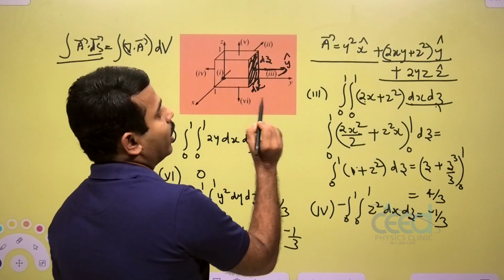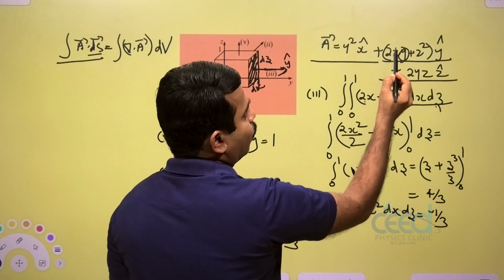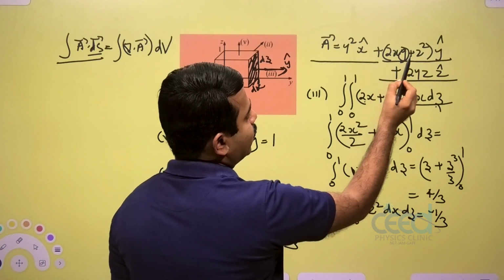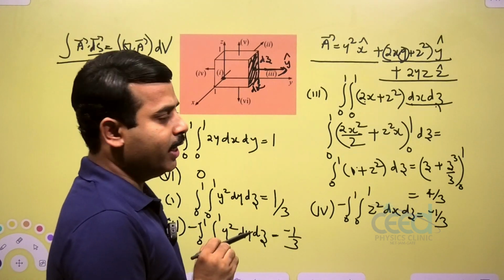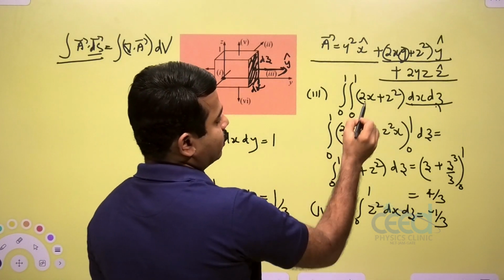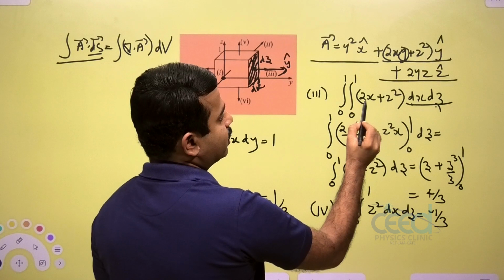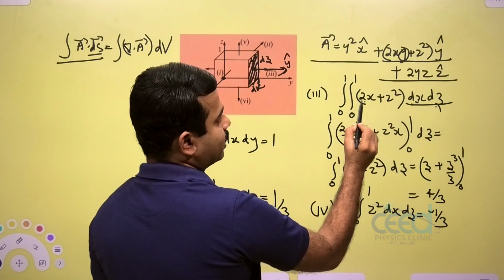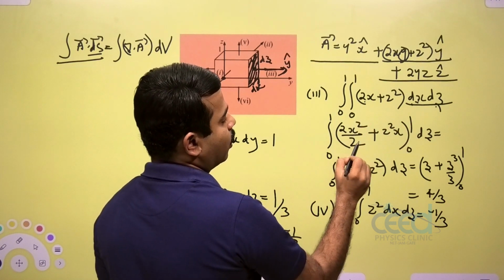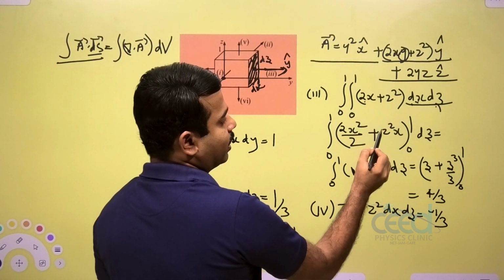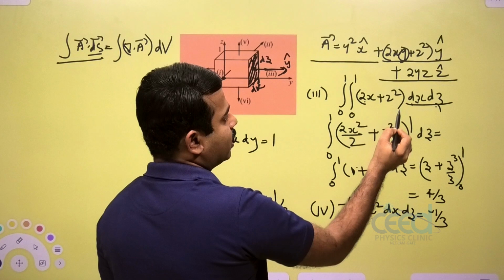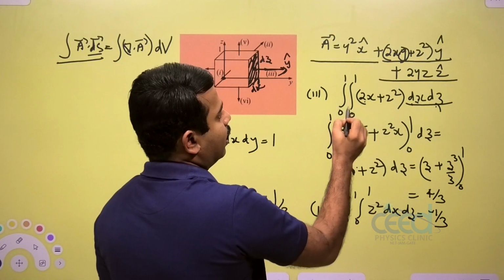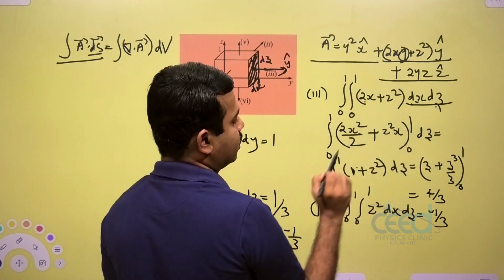See, y is equal to 1. So I am replacing this y with 1, then 2x plus z square dx dz. Now I can integrate this, 2x square by 2 dx. First with respect to dx I am integrating, then 2x square by 2, then z square you can treat as a constant, z square x, and I am giving the x limit of integration 0 to 1 dz.